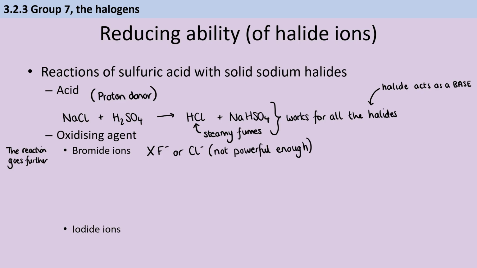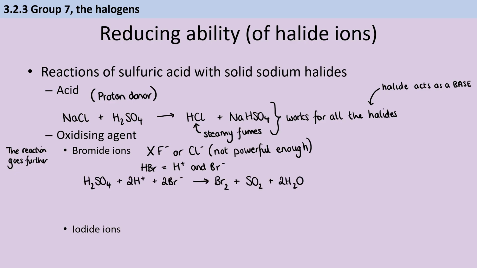This won't work for fluoride ions or chloride ions because they're not powerful enough reducing agents. So if we take hydrogen bromide that was formed in the first reaction, this can be split up into hydrogen ions and bromide ions, and these can react further with the sulfuric acid to make some bromine and some sulfur dioxide and some water. And you can see here that the sulfur is moving from a +6 oxidation state to a +4 oxidation state, so it's being reduced and acting as an oxidizing agent.